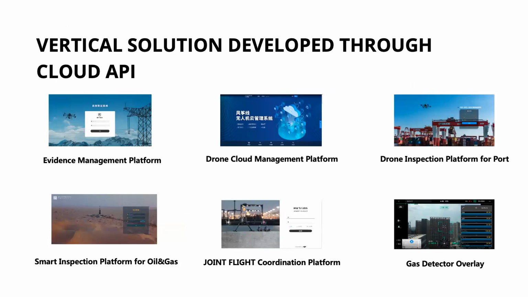Here are some examples of vertical solutions developed through the Cloud API. Evidence management, where photos and videos can be uploaded to a specific server. Drone cloud management platform, allowing management of a fleet of drones. Drone inspection platform specifically built for a port. Smart inspection platform for oil and gas. You can also see Cloud API utilized within the Pilot 2 app itself here, where gas detection equipment displays the gas index on the cloud platform, providing comprehensive environmental reporting capabilities.